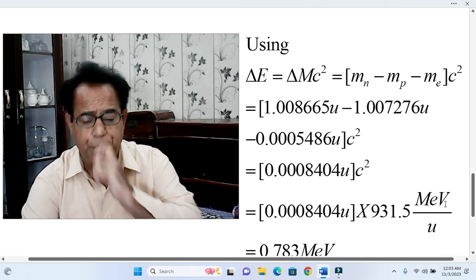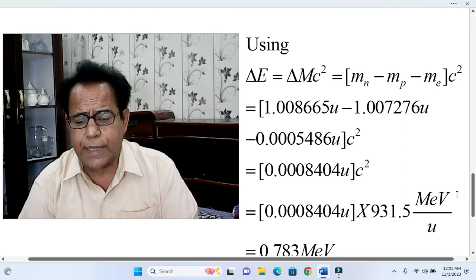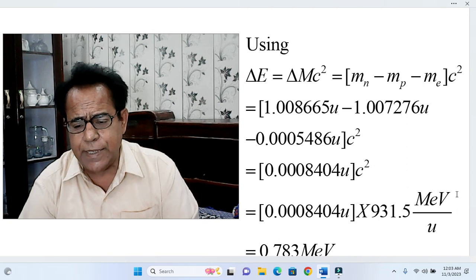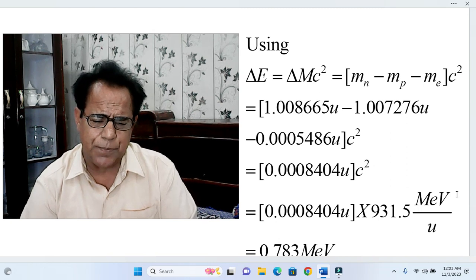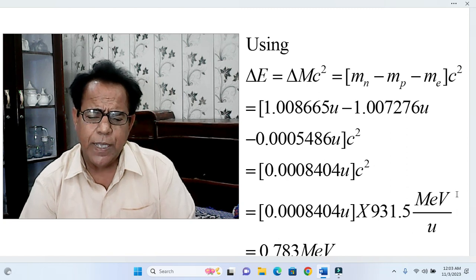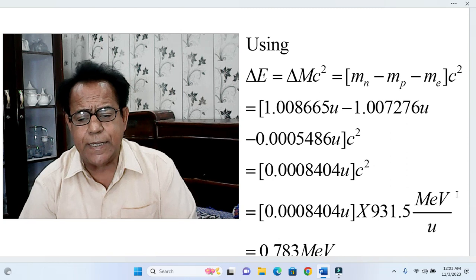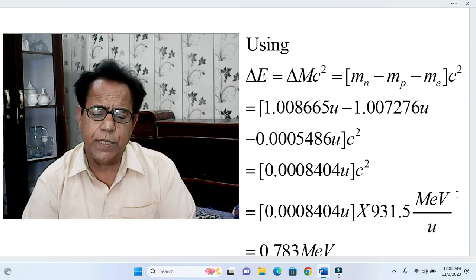Using the relation E equals mc squared, delta E equals delta m c squared. We have made a slight modification: delta E, the change in energy, is equal to delta m, the change in mass, times c squared.